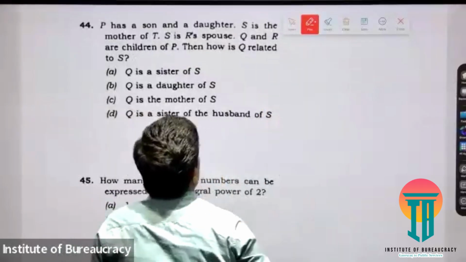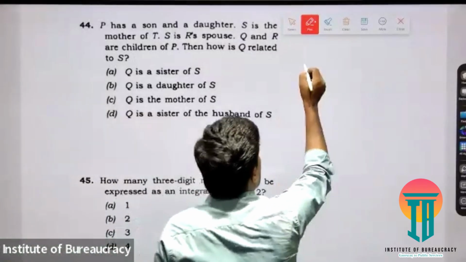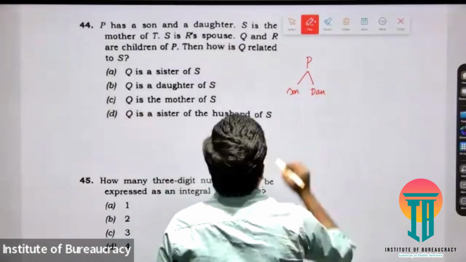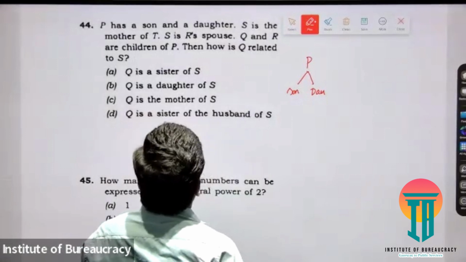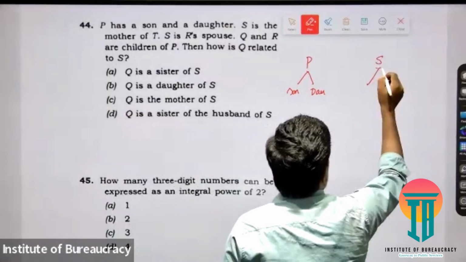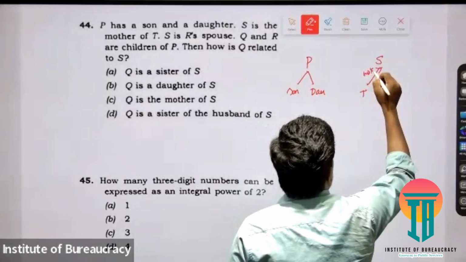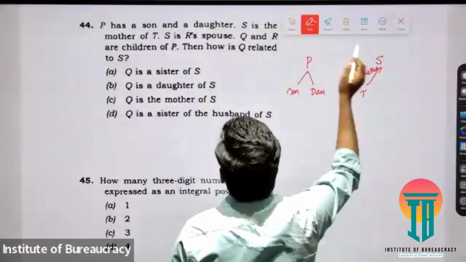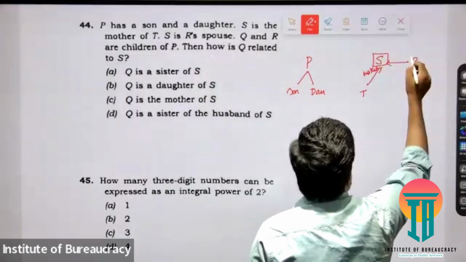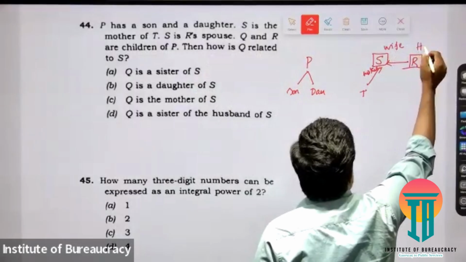The next one. P has a son and a daughter. Okay. P is having a son and daughter. S is the mother of T. T's mother is S. Okay. S is R's spouse. That means wife and husband. Okay, S is wife, R is husband.